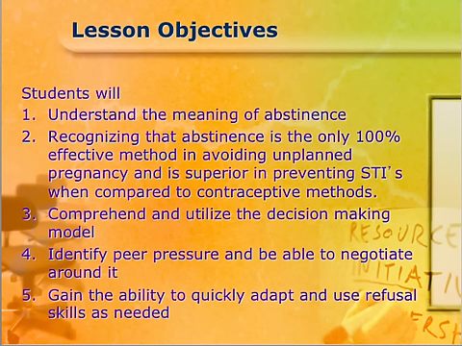Number 3, students will comprehend and utilize the decision-making model. Number 4, students will identify peer pressure and be able to negotiate around it. Number 5, students will gain the ability to quickly adapt and use refusal skills as needed.